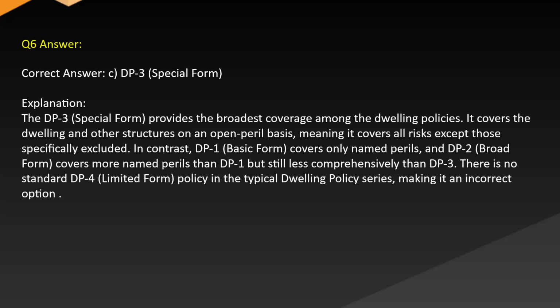Explanation: the DP-3 special form provides the broadest coverage among the dwelling policies. It covers the dwelling and other structures on an open peril basis, meaning it covers all risks except those specifically excluded. In contrast, DP-1, basic form, covers only named perils, and DP-2, broad form, covers more named perils than DP-1 but still less comprehensively than DP-3. There is no standard DP-4 limited form policy in the typical dwelling policy series, making it an incorrect option.